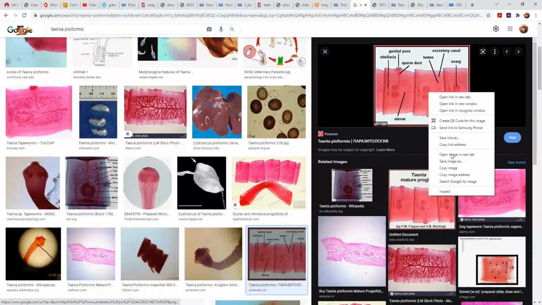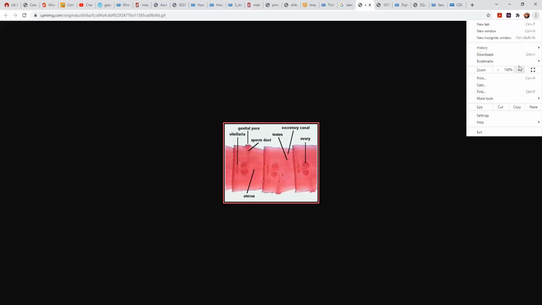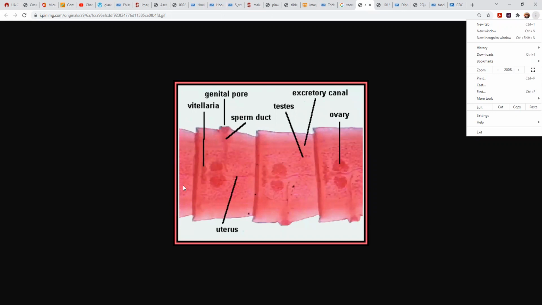Let me make this a little bit bigger here. So here are proglottids, okay? What you'll notice in the proglottids is a tiny little structure running through the middle. That's going to be the uterus. You'll notice an ovary on each side, okay? And then these tiny little structures are the testes, and then a sperm duct leading up to a genital pore. So here's a genital pore, here's a genital pore, here's a genital pore.